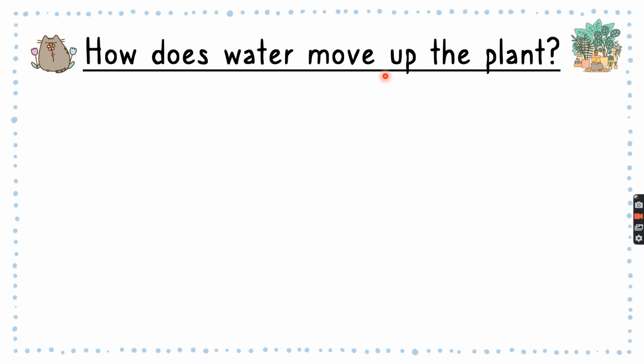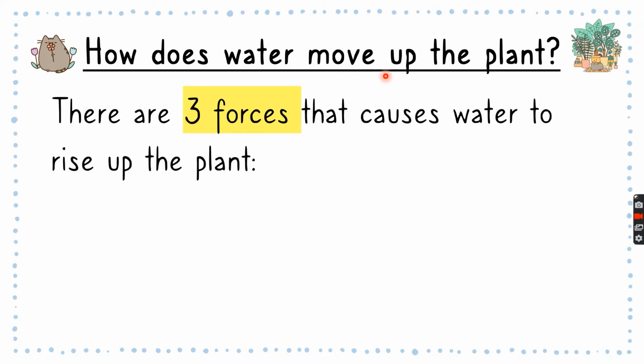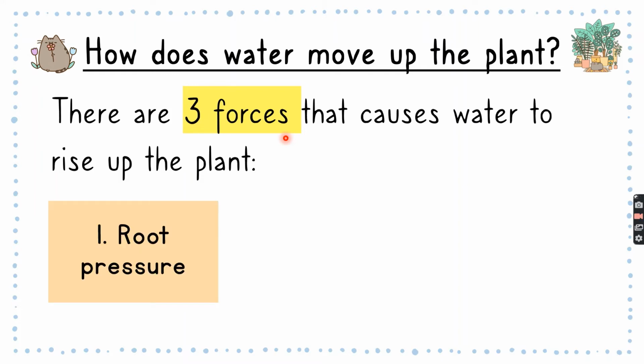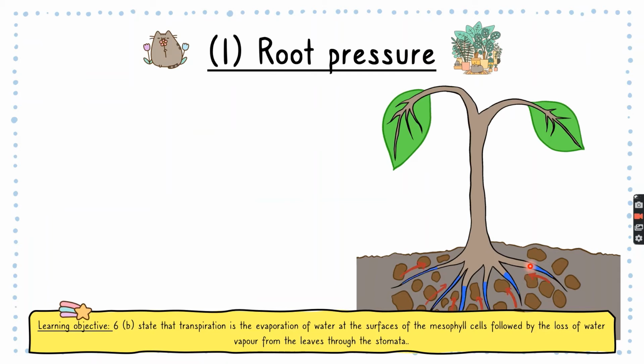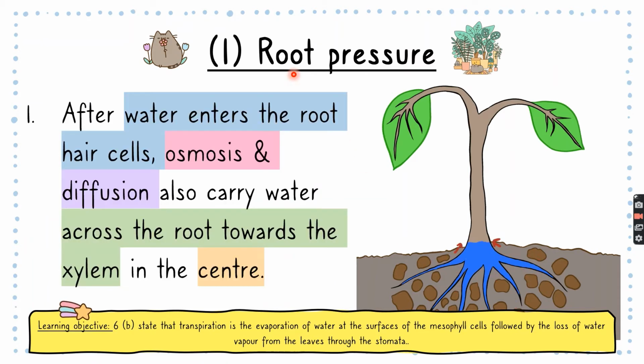So how does water move up the plant? There are 3 forces that cause water to move and rise up the plant. The first one is called root pressure. The second one is called capillarity. And the third one is called transpiration pull. So let's cover root pressure first.